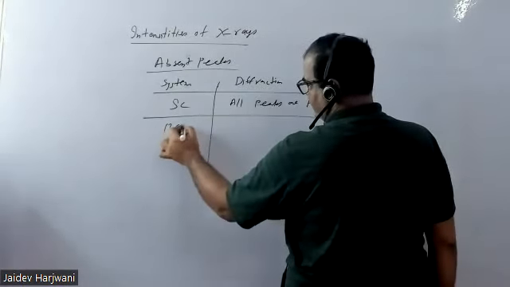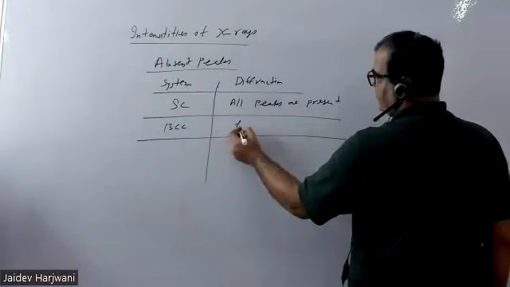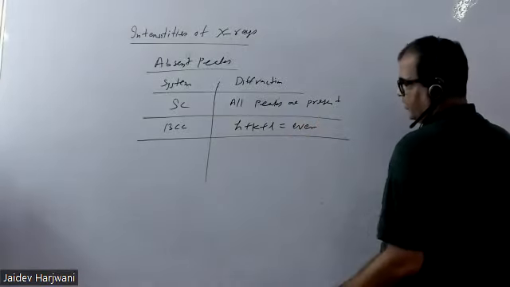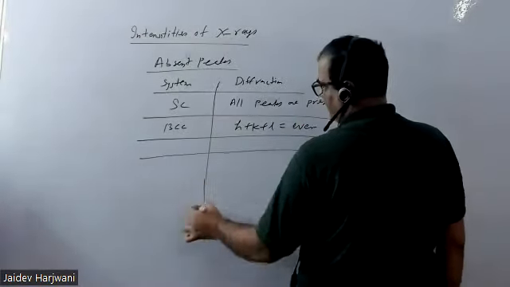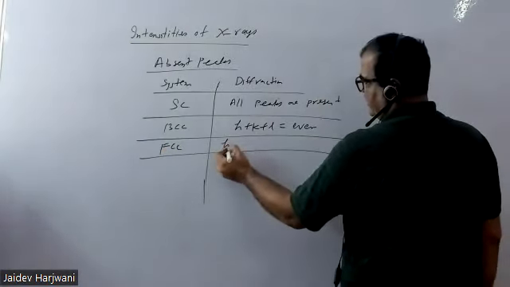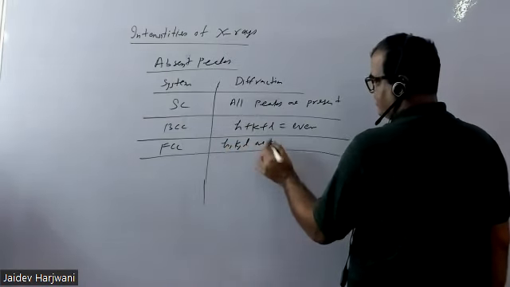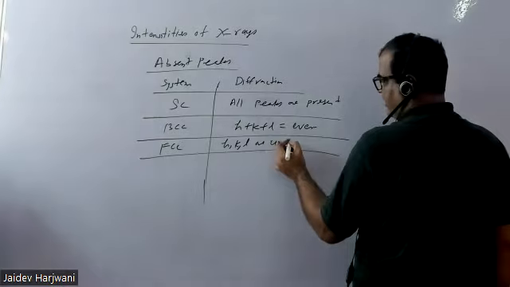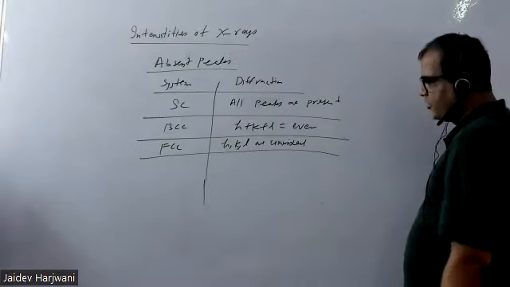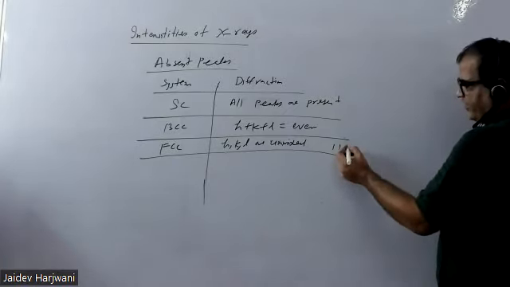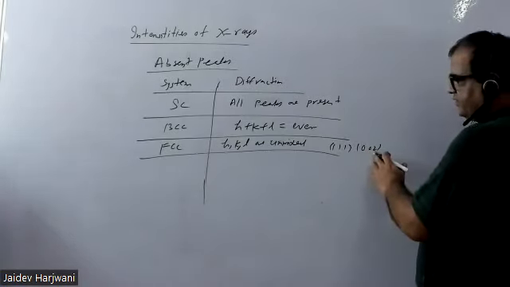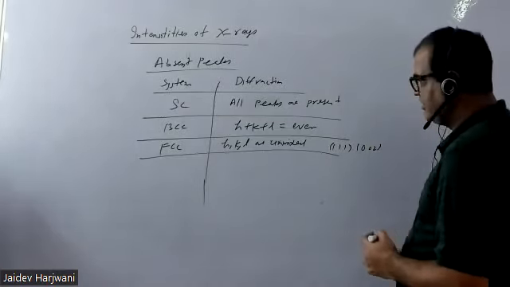If I say BCC, only those peaks will be present for which H plus K plus L is even. If I say FCC, only those peaks will be present for which HKL are unmixed. That is, either HKL should be all odd or all even, like you have 1 1 1 type of peaks or 0 0 2 type of peaks. 0 is considered even.